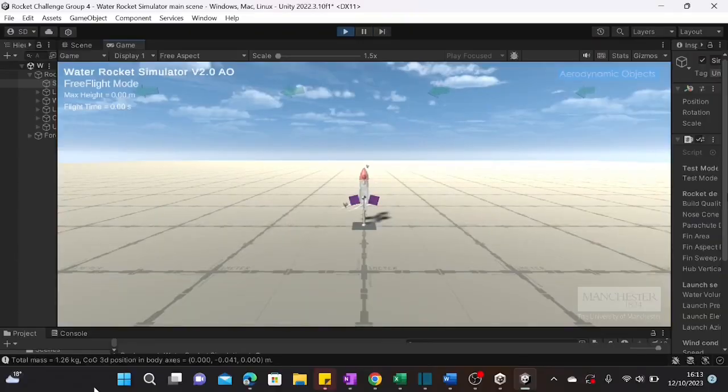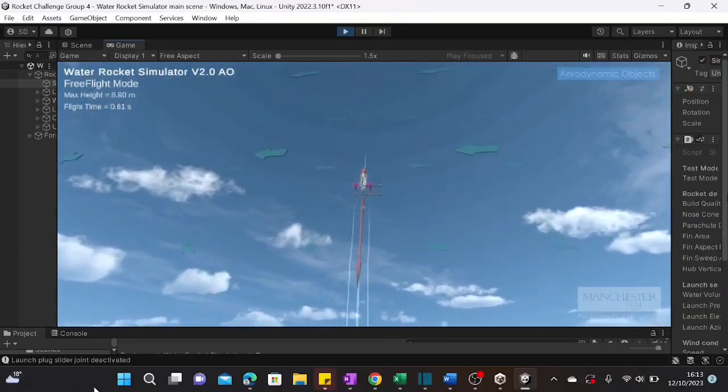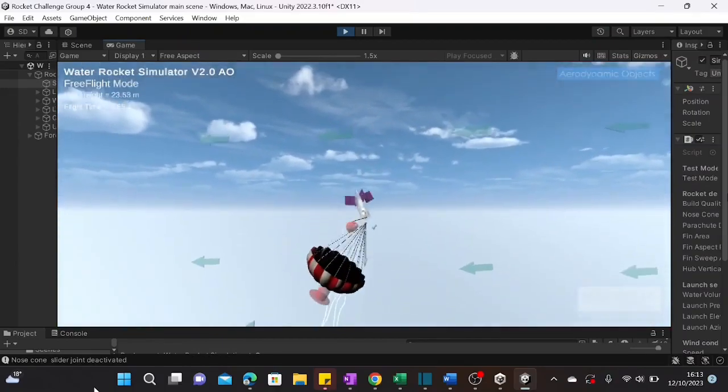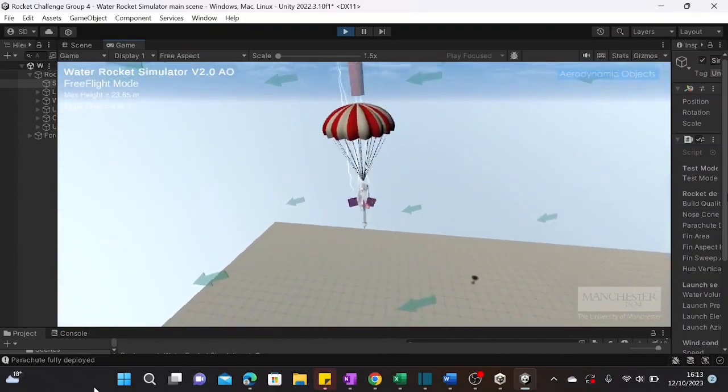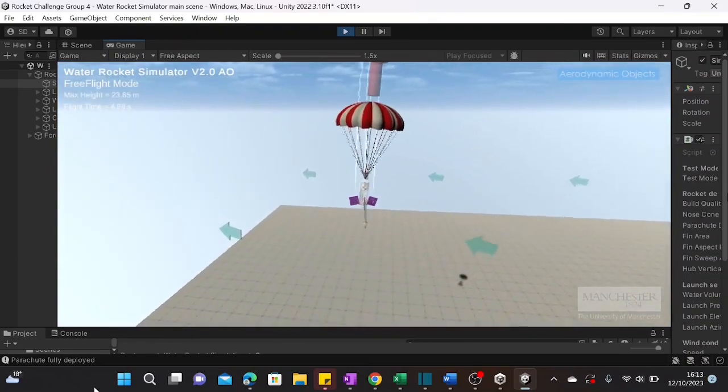Fins keep a rocket steady so they remain nose up in launch. This allows the rocket to travel further into the air. However, fins must not be too large in order to reduce the effects of drag on the rocket. The features that go into fins include fin area, fin aspect ratio, fin sweep angle, and hub vertical offset.